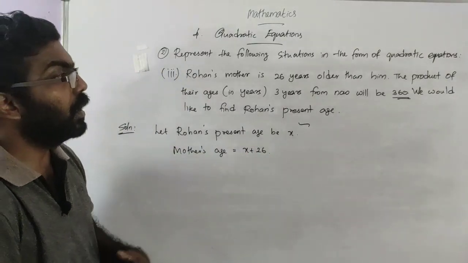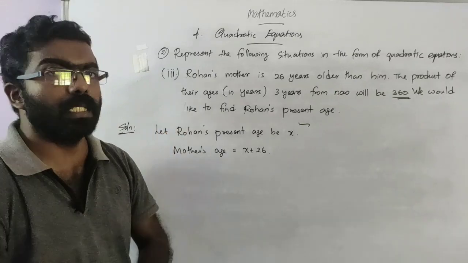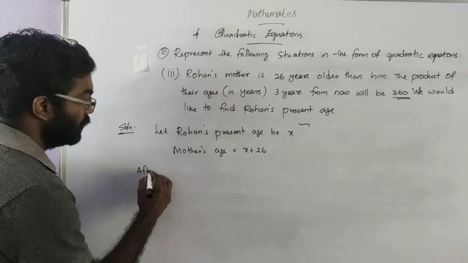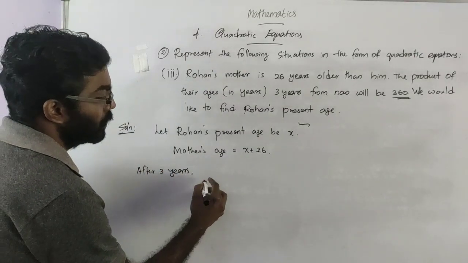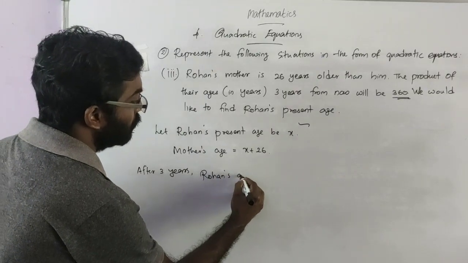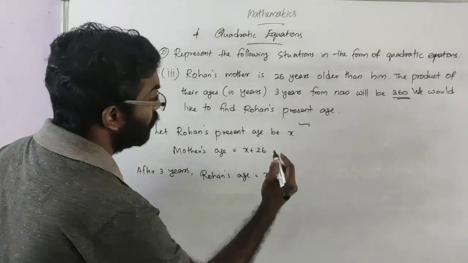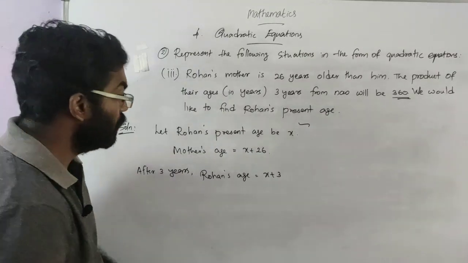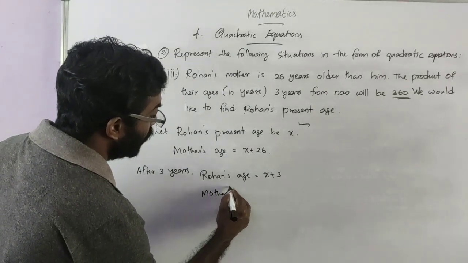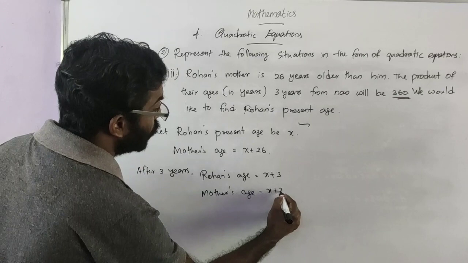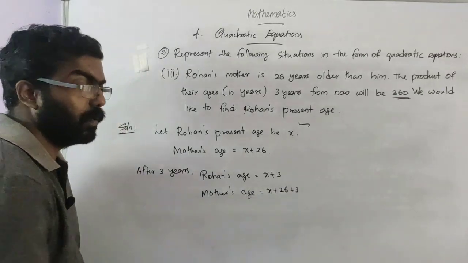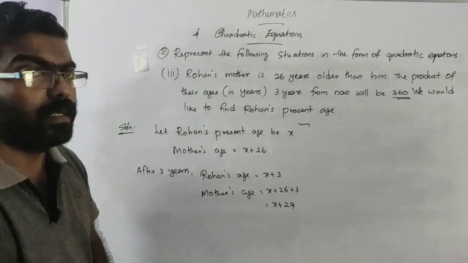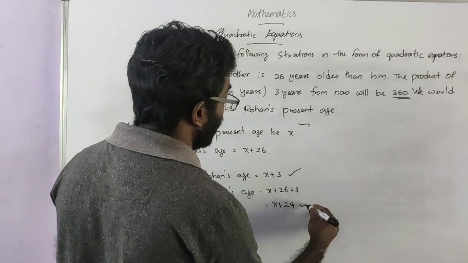Clear? Now the product of their ages 3 years from now. That means after 3 years the product will be 360. So after 3 years Rohan's age will be x plus 3. Okay, now it is x and after 3 years x plus 3. Then after 3 years mother's age will be x plus 26 plus 3, that is x plus 29. Now according to the question, the product of their ages will be 360.